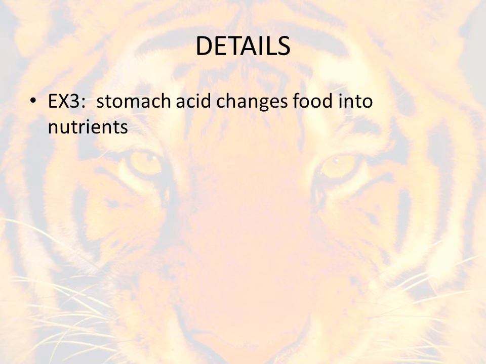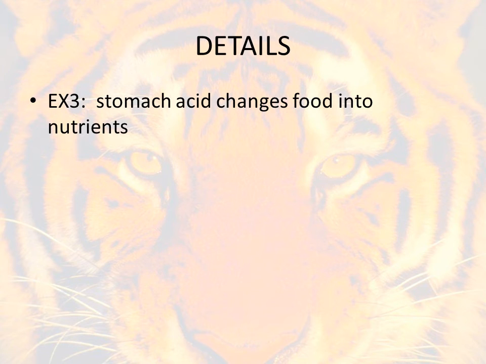On example 3, you should have come up with the answer that this is a chemical change. All right, so this is our first chemical change example. So what gives it away? The big giveaway for me in this one is the fact that we had acid that changes the food from food into something else. It changed it into nutrients.